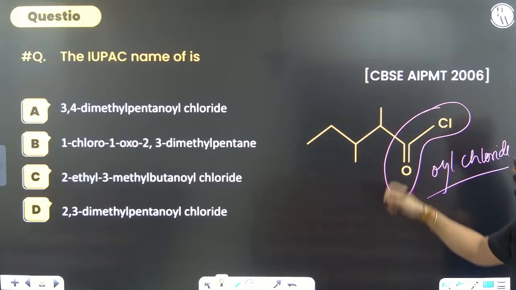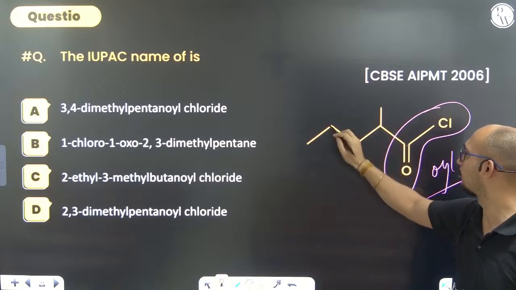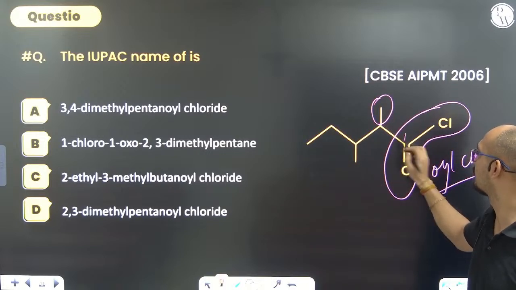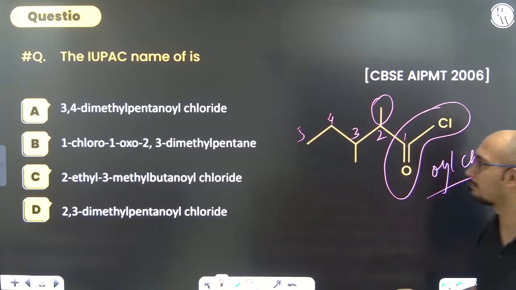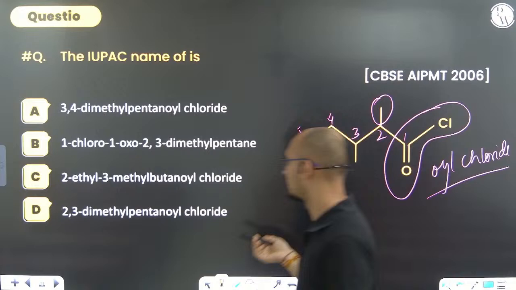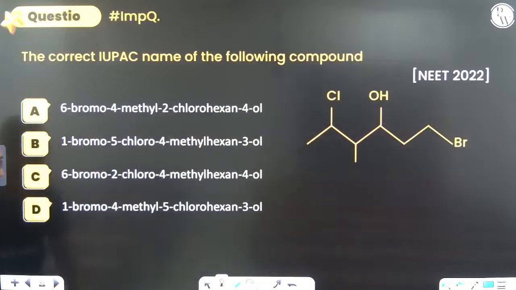In acyl chloride, can you see how many number of carbons are there? 1, 2, 3, 4, 5. And here it is 1, 2, 3, 4, 5. So 2 and 3. 2, 3 dimethyl. So 2, 3 dimethyl pentanoyl chloride. Not a big deal. Aage badho.